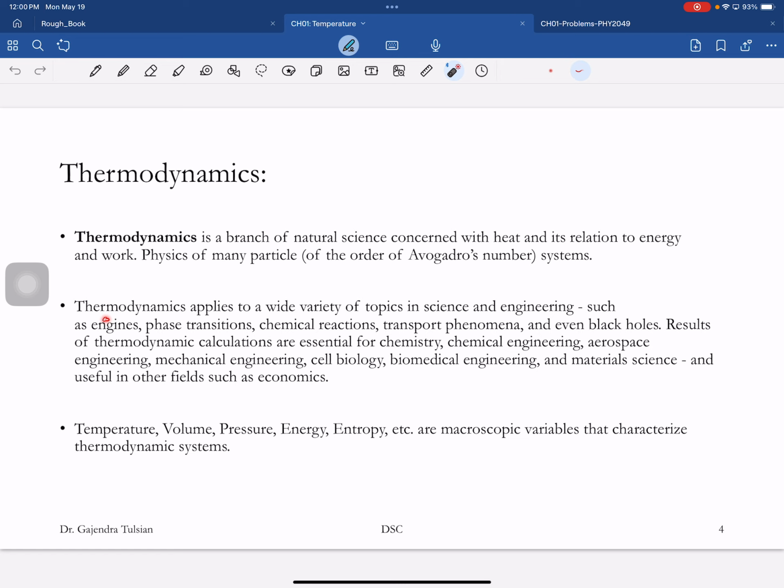Interestingly, these laws apply in many areas: chemical reactions, transport phenomena, black holes, cell biology, biomedical engineering, and even in economics. They've applied these laws even in economics. Okay?